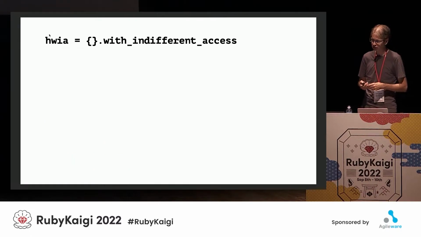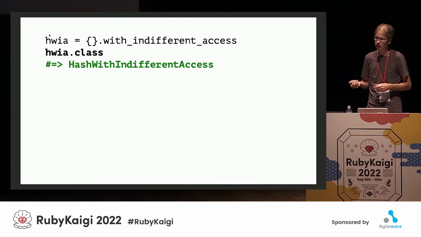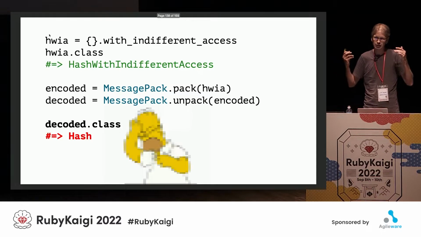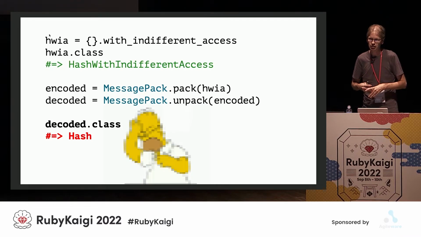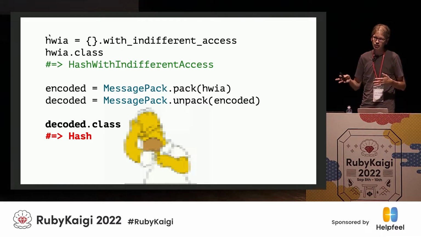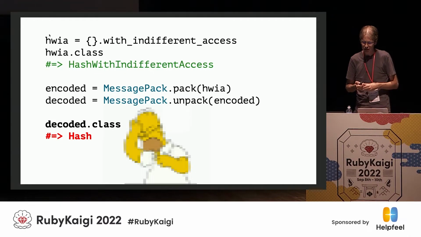So if we take a HashWithIndifferentAccess here, we check the class here, it's HashWithIndifferentAccess. We can pack it, and then we can unpack it, and we lose the HashWithIndifferentAccess. So that's what happens out of the box with MessagePack. And that's obviously a problem. Our tests caught this, right? Always write tests. Luckily, our tests caught this, and we didn't ship this.